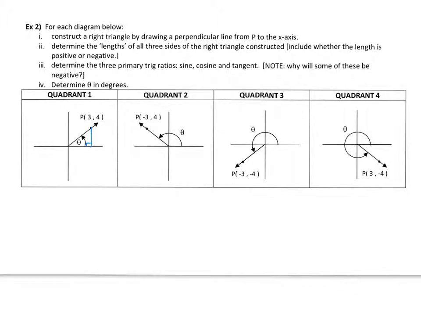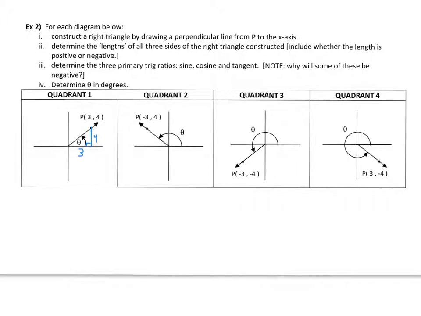Determine the lengths of all three sides of the right triangle that was constructed. Include whether the length is positive or negative. So point P was at (3, 4). That meant we went 3 along the x, and then 4 along the y to get to that point P. All right, determine the lengths of all three sides. Now I need that third side, which is the hypotenuse.